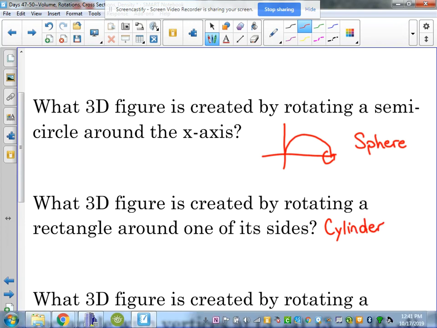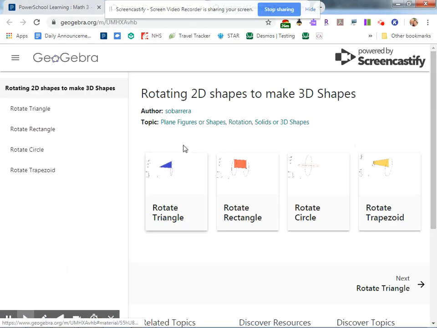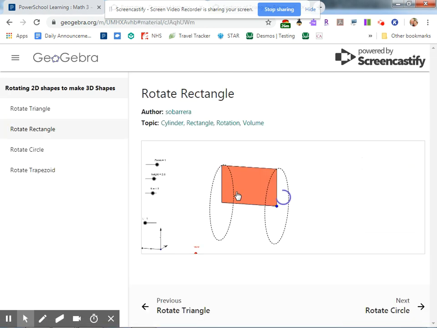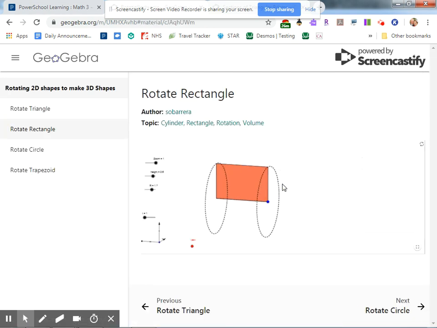There is an app here that does this as well. We can rotate a rectangle. This one's a little different than what I just showed you. I rotated it around the short edge. Okay. If we rotate it around the long edge, thank you. When you open this and click on the rectangle, this button right here above the XYZ axis, if you drag it, it will spin that rectangle around.